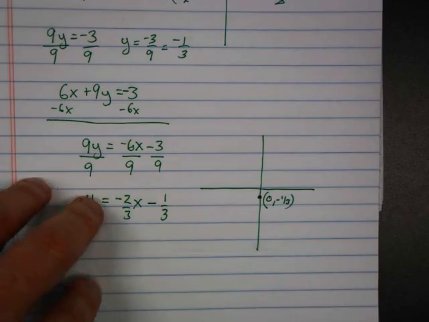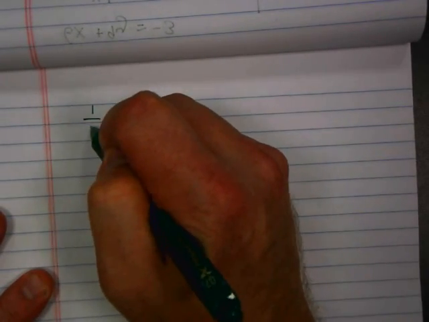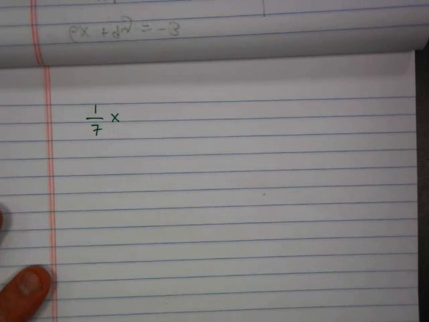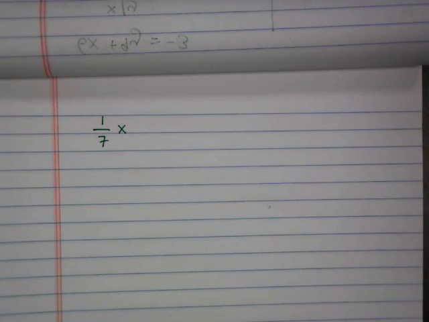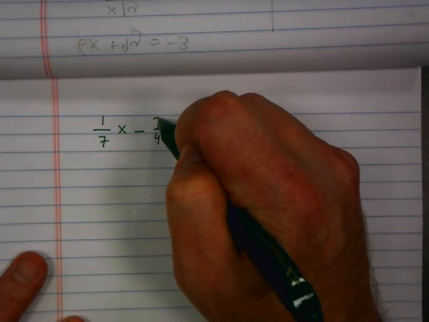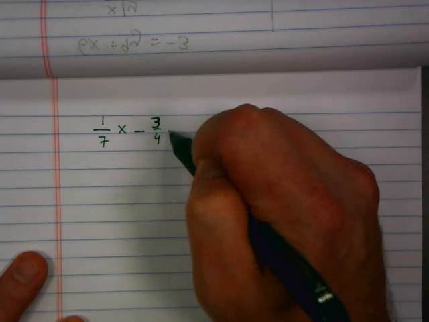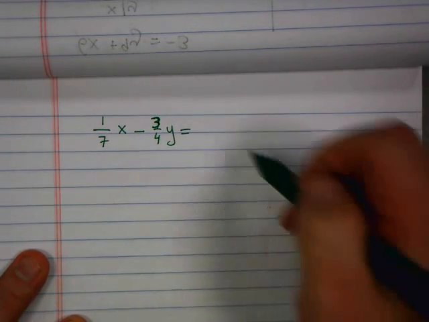All right, one more. Give me a number. 7. Oh, you're not going to be happy with that, but we'll live with it. 1/7 x. Told you weren't going to be happy with it. Give me another number. 4. Minus 1/4 y. Oh, let's make it 3/4 y just to make it more interesting. Equals 2.